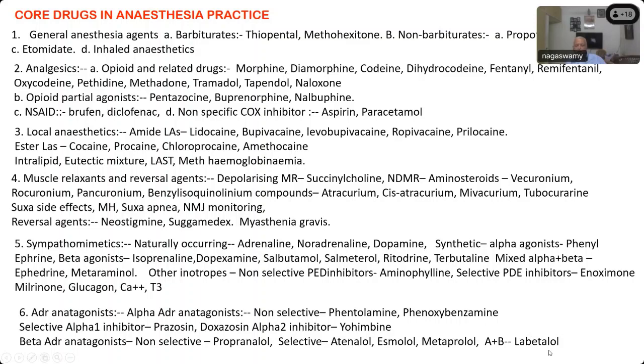And labetalol is a combination of both alpha and beta antagonist, and the major use of labetalol is in hypertensive disorders of pregnancy, like preeclampsia. Very good. Now, antiarrhythmic drugs, how do you classify them?